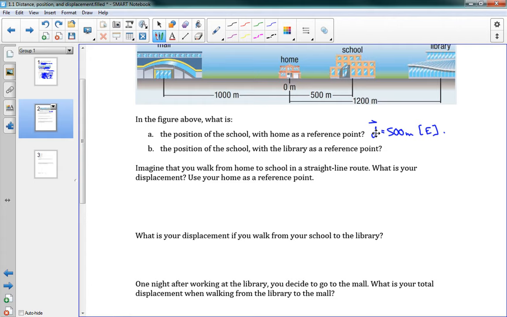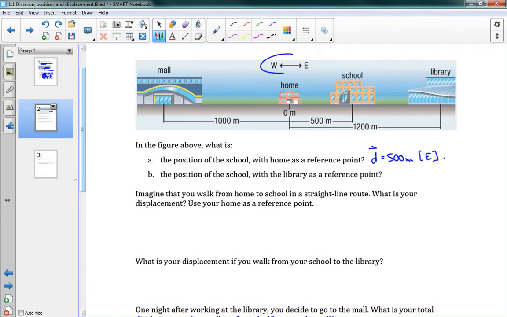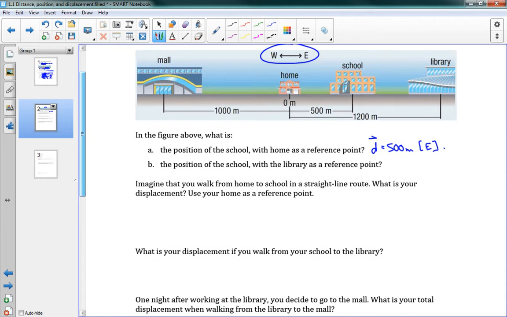And that's because we're saying here we have west and east. So we're saying that the school is east of home. And you see how I wrote the east. I put square brackets and then put the letter E. Now the position of the school with the library as a reference point. Now we're looking relative to this. Well, now the school is, we said, 700 meters from there to there. So the school is 700 meters west of the library. D equals 700 meters west.